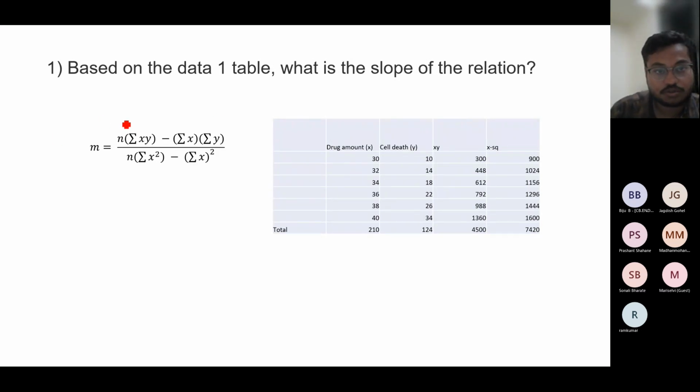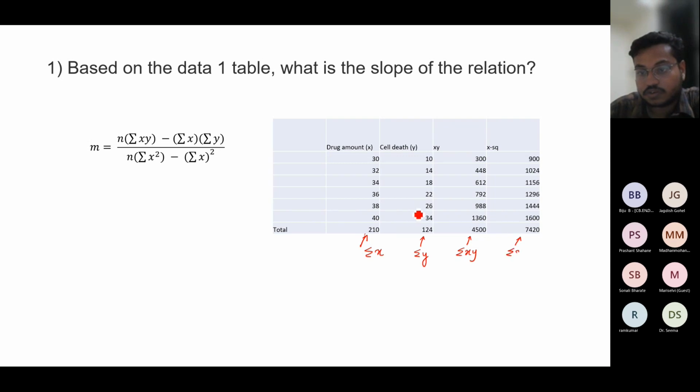Here we need summation of xy, summation of x, summation of y, and summation of x square. What we'll do first is calculate xy for each of these points. So xy is 30 into 10, which is 300, 32 into 14, which is 448, and so on. X square is 30 square, 900, 32 square, 1024, and so on. And we'll find the sum of all of these values. So this represents sum of x, this represents sum of y, this is summation of xy, and this final row is summation of x square.